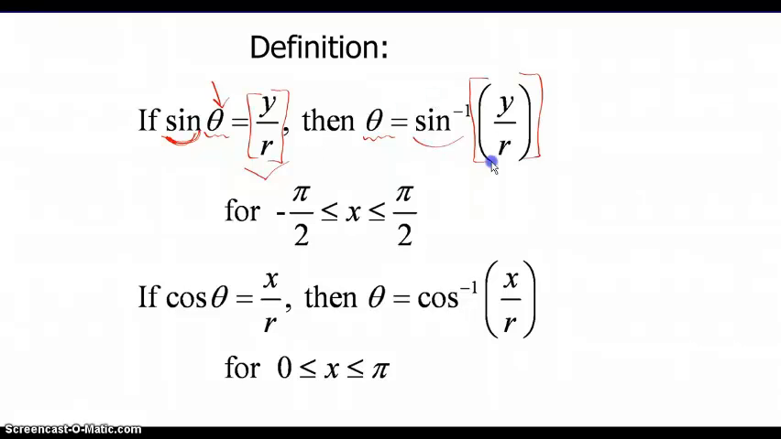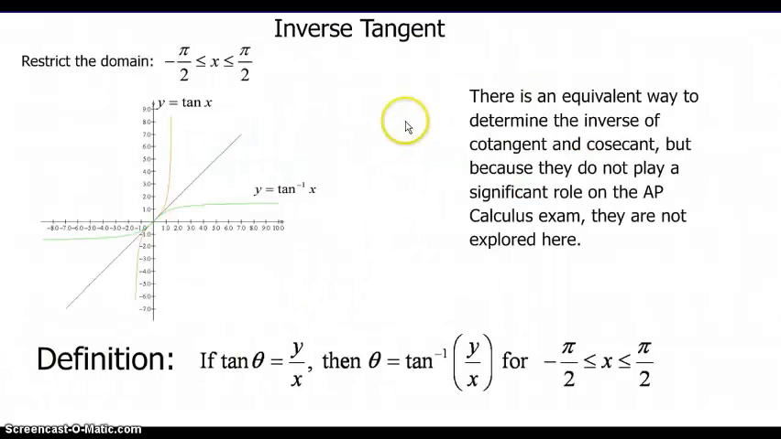If I take that same side ratio and feed it into the function machine that reverses the operation of taking the sine, then it maps me back to where I started, to my original domain value of theta. So just remember that. That's true for all of these inverse trig functions.